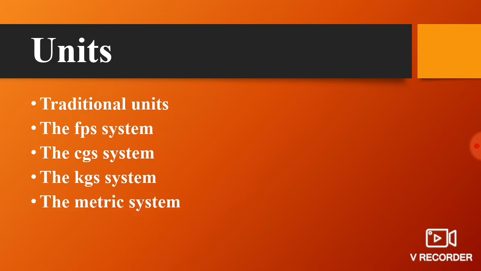In earlier days, we used the traditional units. First, we used the FPS system, which is commonly known as the foot-pound system. In today's world, we are using the KGS system, which is commonly known as the kilometer, gram and second system.